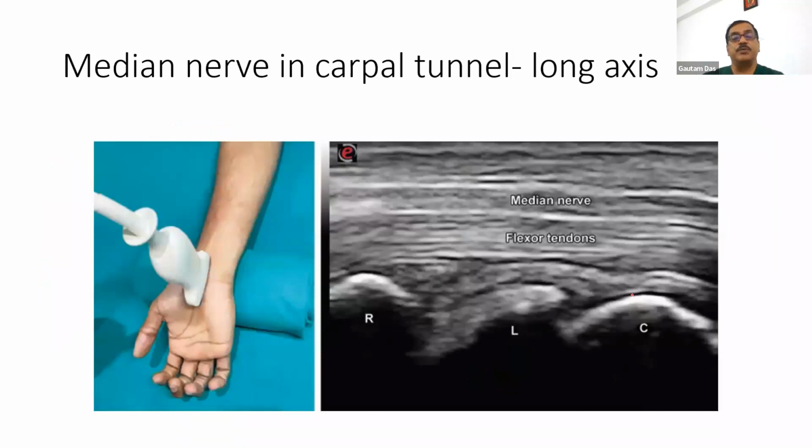Then, if we hold the probe longitudinally, we'll be able to see these three bones together nicely. One is the distal part of the radius, then the lunate, then the capitate, and we'll be able to see these ligaments. This ligament will be your short radiolunate ligament, and this will be your radial lunocapitate ligament.